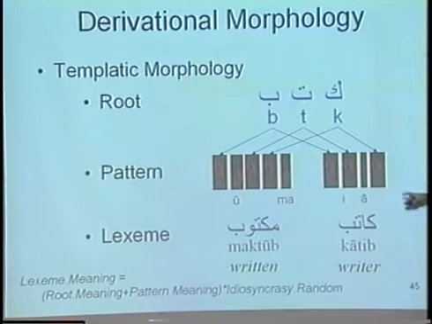And then you get a pattern where you basically have a formation that has empty slots where the different radicals from the root will fit in. So this one here has an A and an E in it, and so the K, the T, and the B fill in, and you get katib this way. There's an inversion here because I'm displaying it in Arabic.